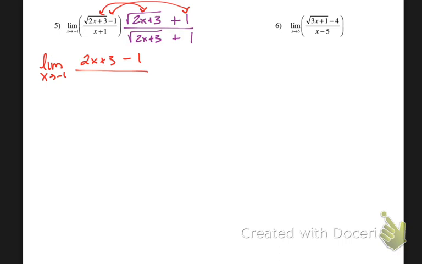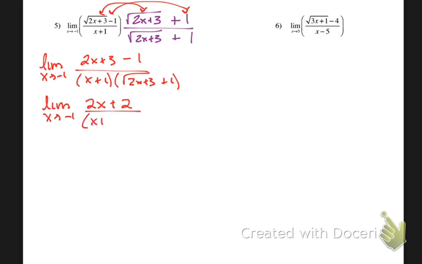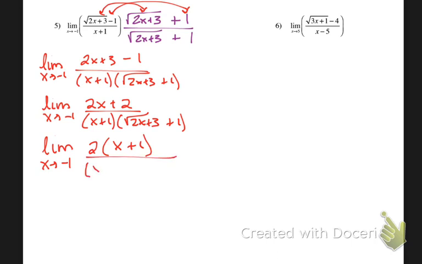And then in the denominator, remember, don't make extra work for yourself. Don't multiply these out, because it's almost always going to cancel. So when I simplify the numerator, I am going to get 2x plus 2. Denominator stays the same. And then I can factor out a 2 in the numerator, and there's our x plus 1 that we're going to get to cancel.